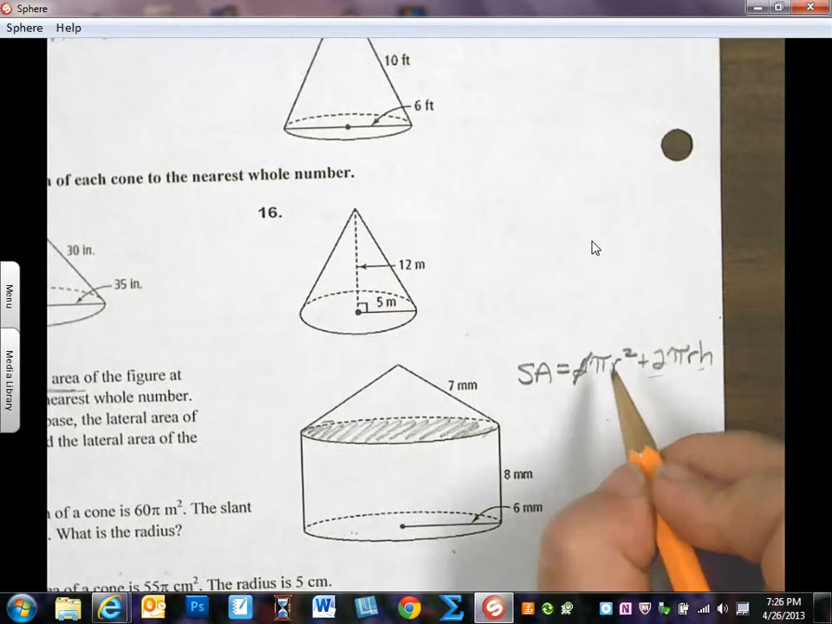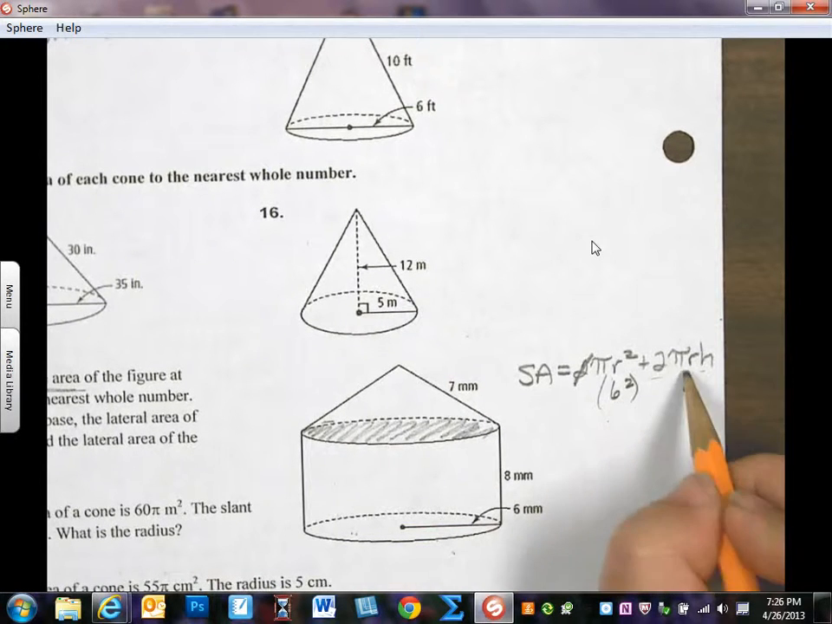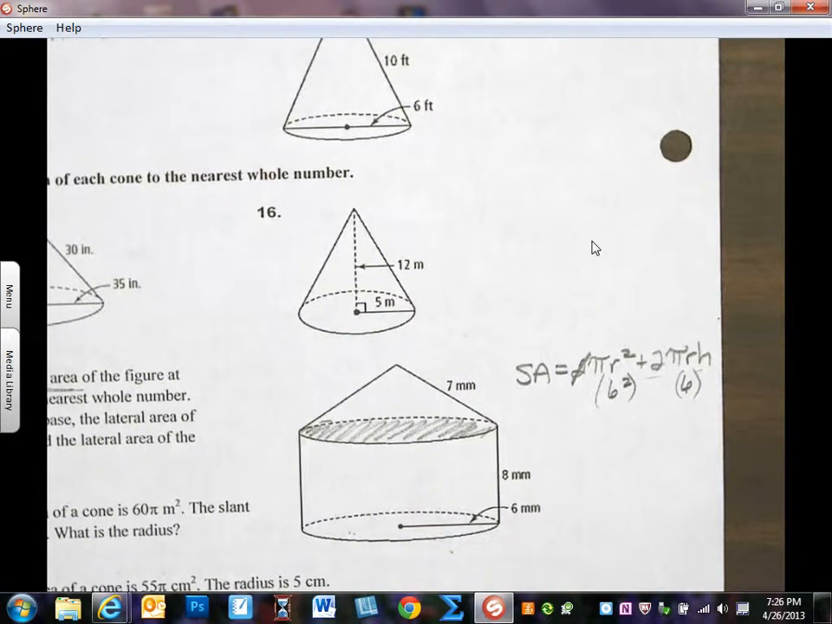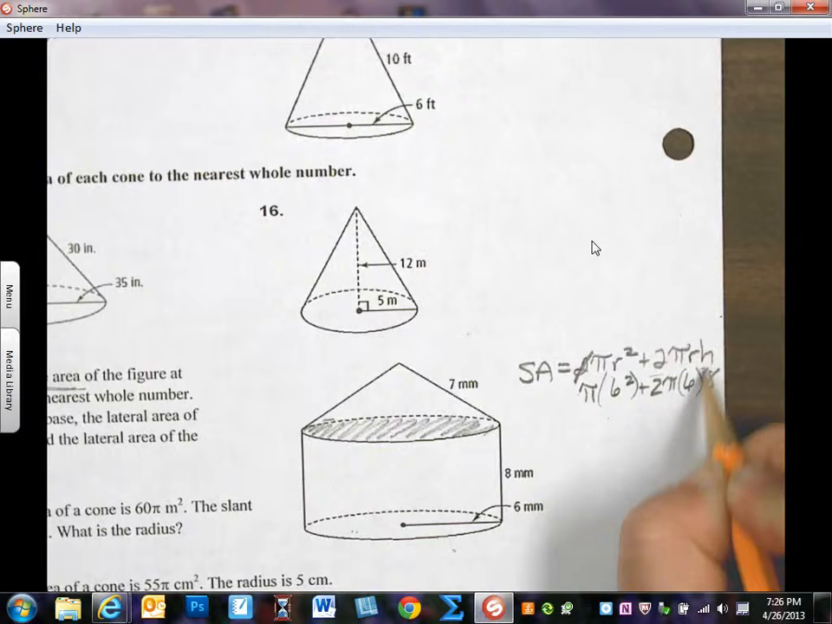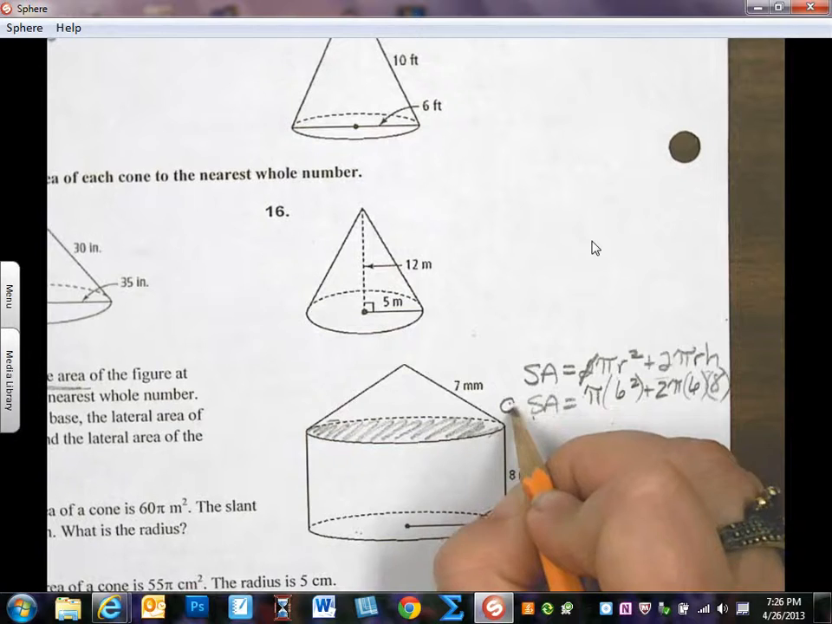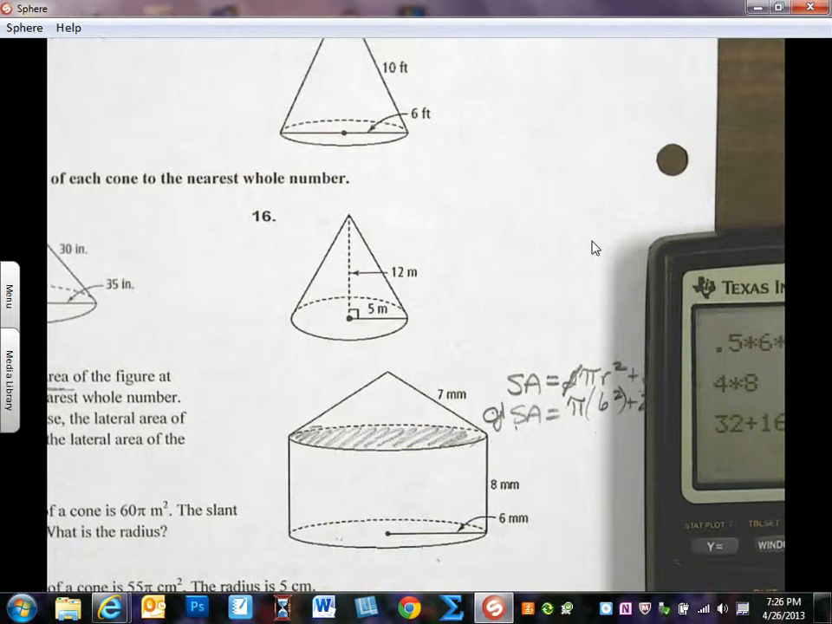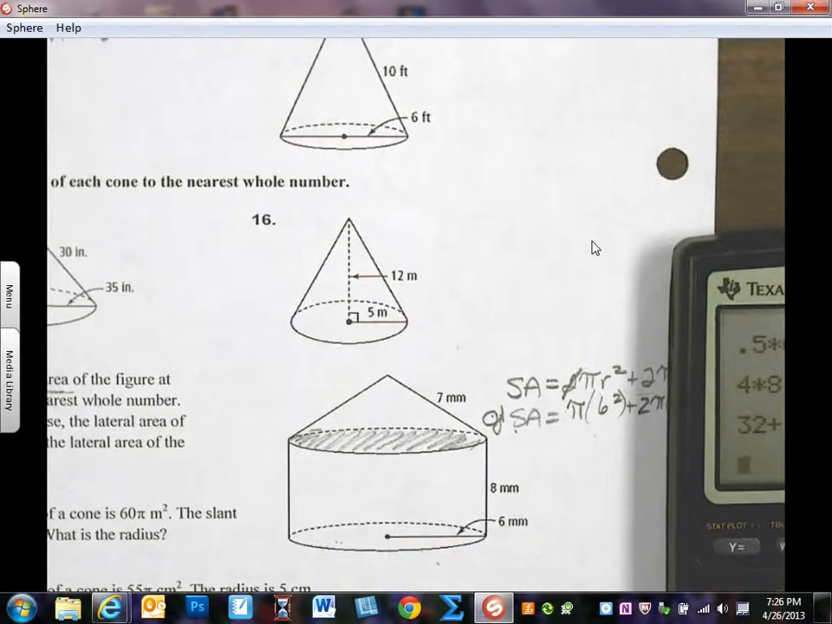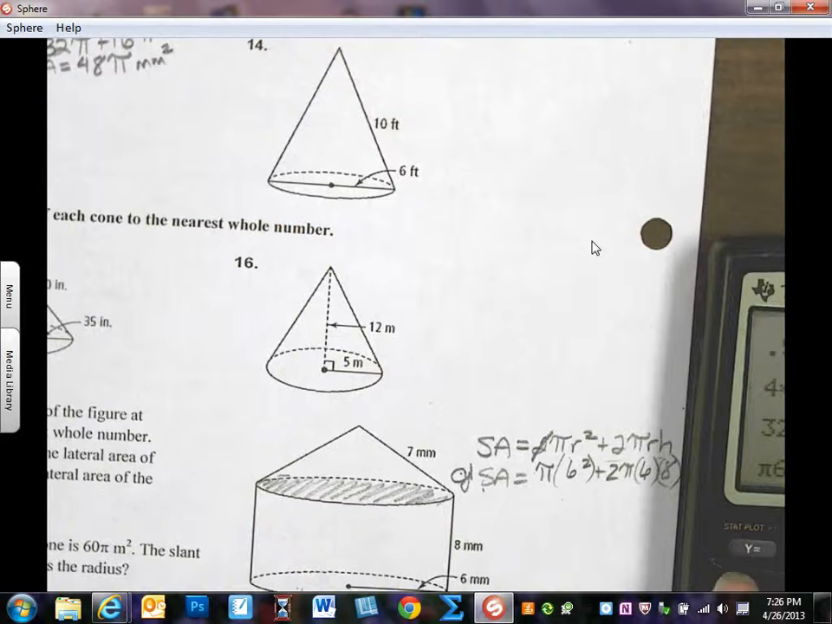Notice my radius is 6. So I'm plugging 6 in anywhere I see the r. And my height is 8. And that's going to give me the surface area of the cylinder. You might put cylinder so you can keep track of which one you're doing at a time. It doesn't ask for this in terms of pi, so I'm going to go ahead and multiply pi through. So we have pi 6 squared plus 2 pi 6 times 8.